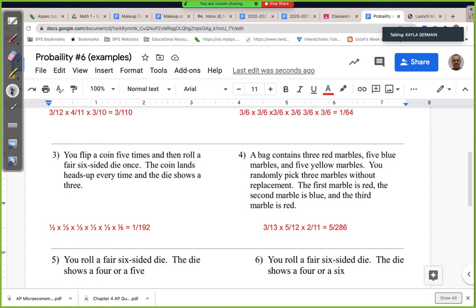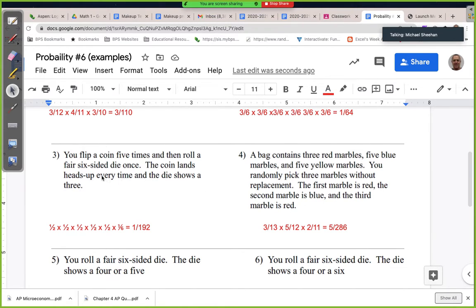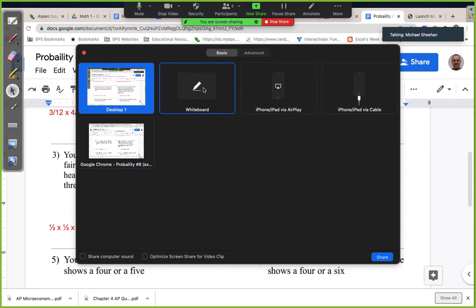Yeah. All right. So to illustrate the next type of problem, so these are AND problems. I want to get a red and then a blue and then a red. I want to get a heads and then a heads and then a heads and then a 3. Now we're going to turn to some OR problems. And I'm going to do a new share here for a second.